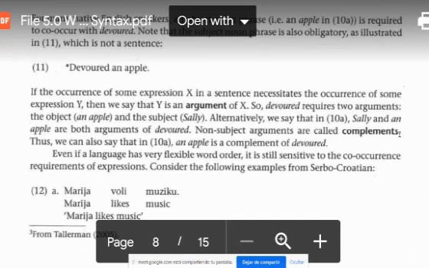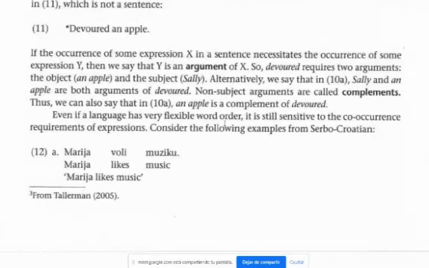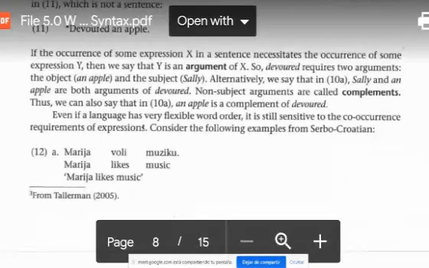Complement is necessary information. Thus, we can also say that an apple is a complement of the word. That's "buy an apple", where an apple is an object. It's a complement of the word because it's necessary information for that argument. Even if a language has very flexible word order, it is still sensitive to the co-occurrence requirement of expression.